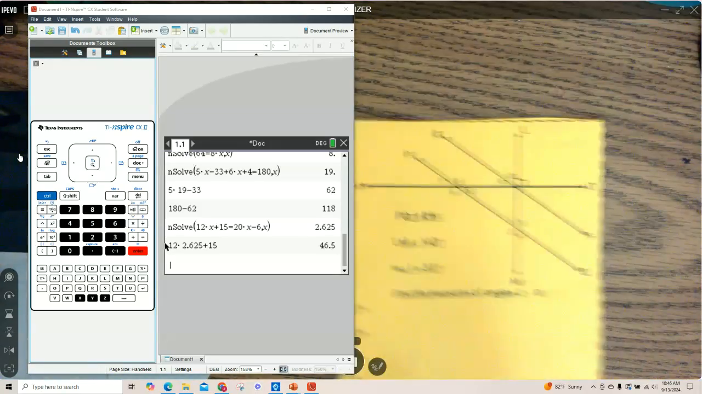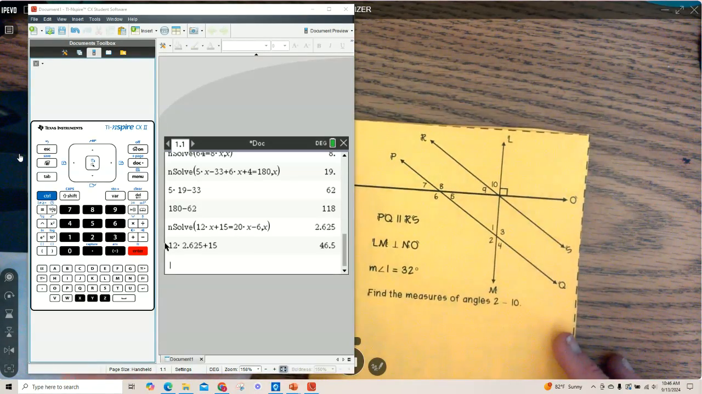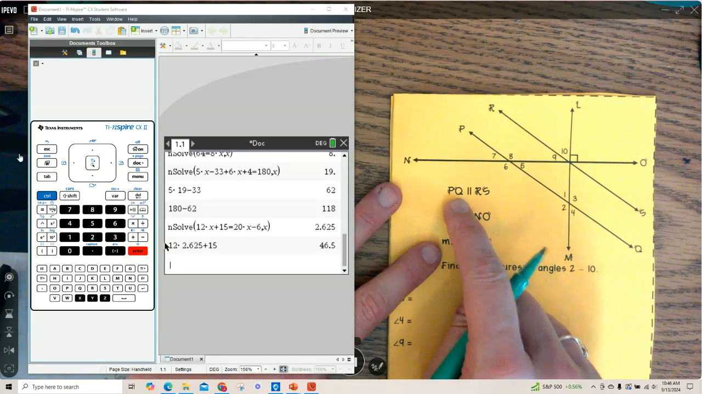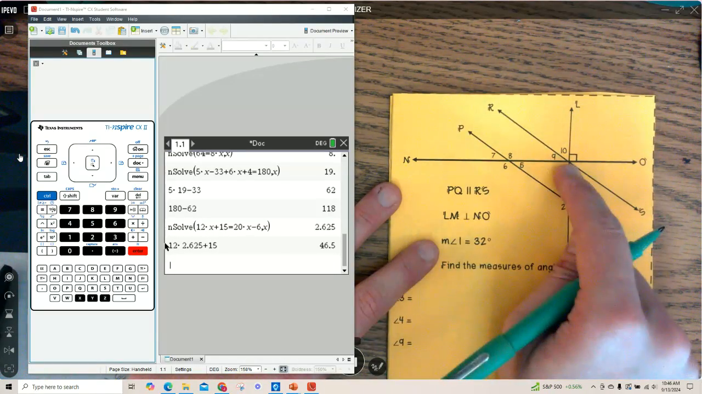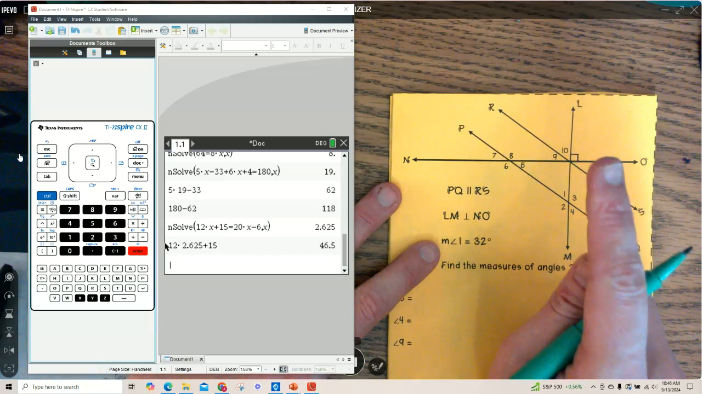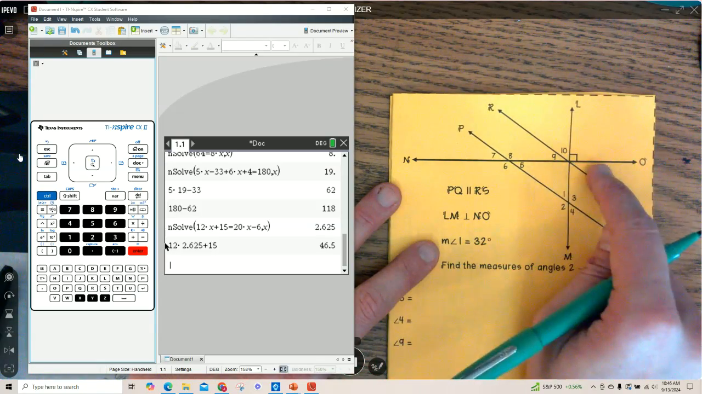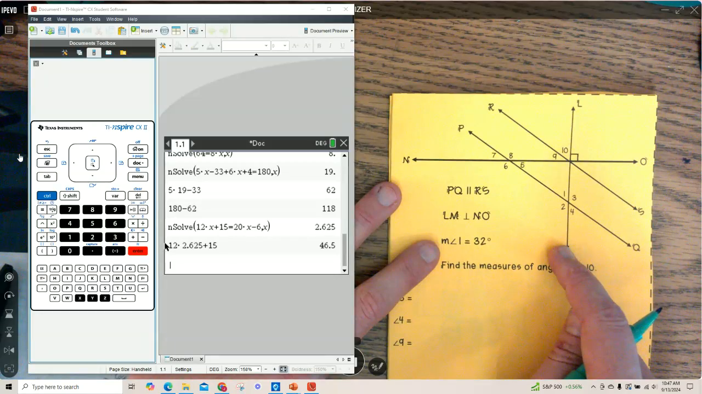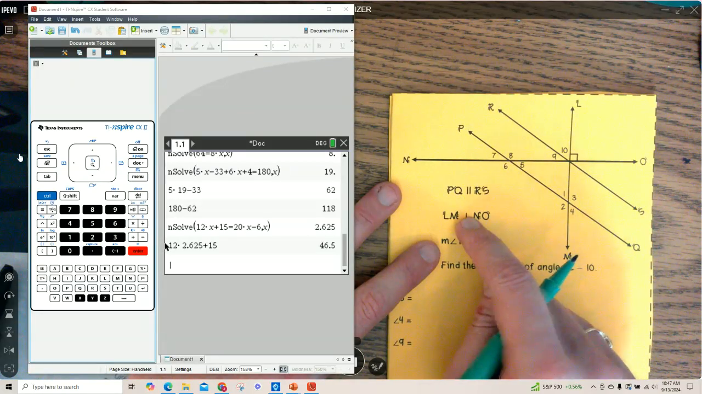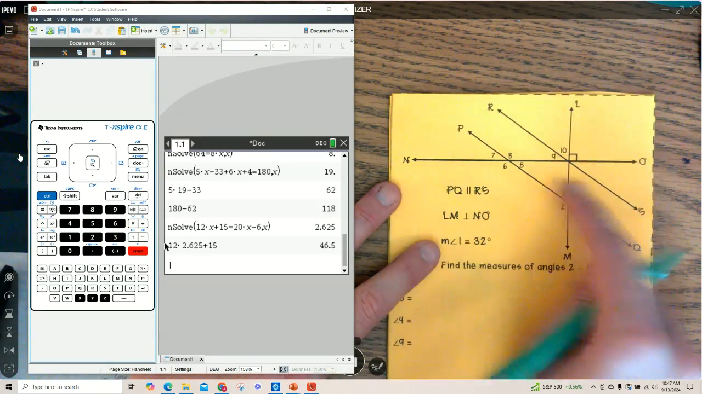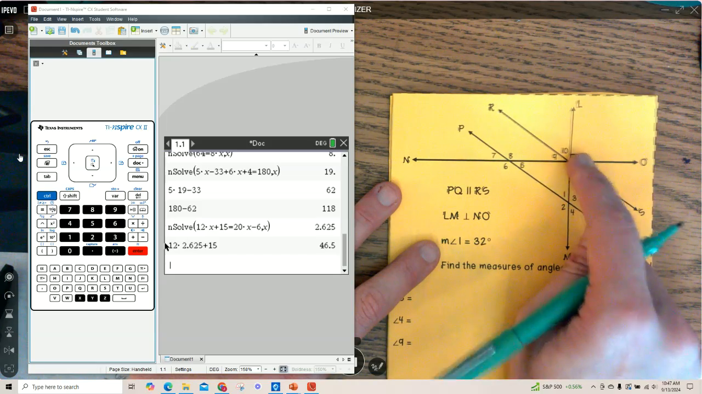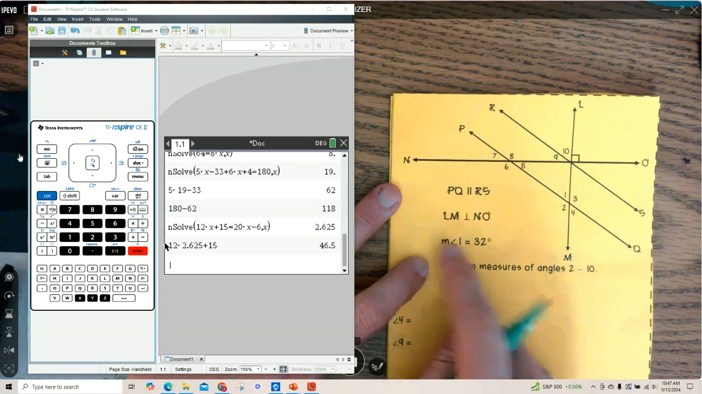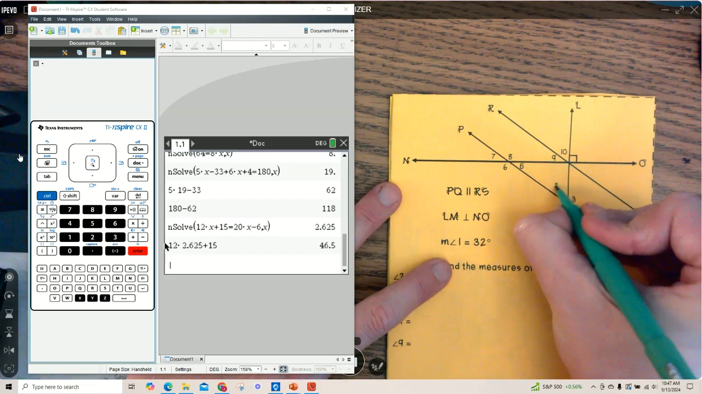All right, one more big one. Find the measures of angles 2 through 10. So here's some good information. PQ and RS, these two are parallel. That's good information to know, because that means this line is a transversal and this line could also be considered a transversal. Also, LM and NO are perpendicular. That means each of these square angles here is 90 degrees. And then the measure of angle 1 is 32 degrees.